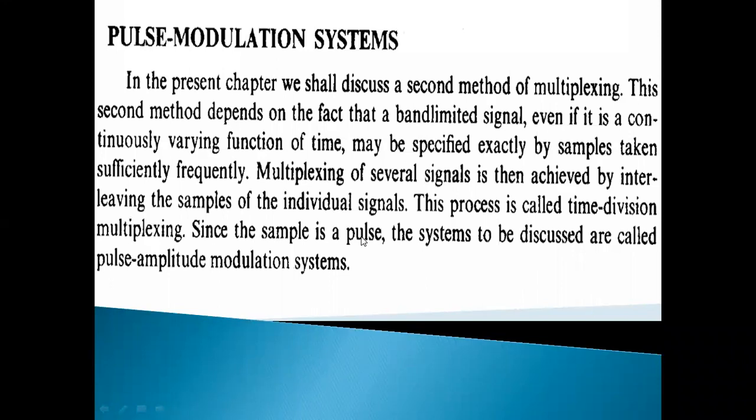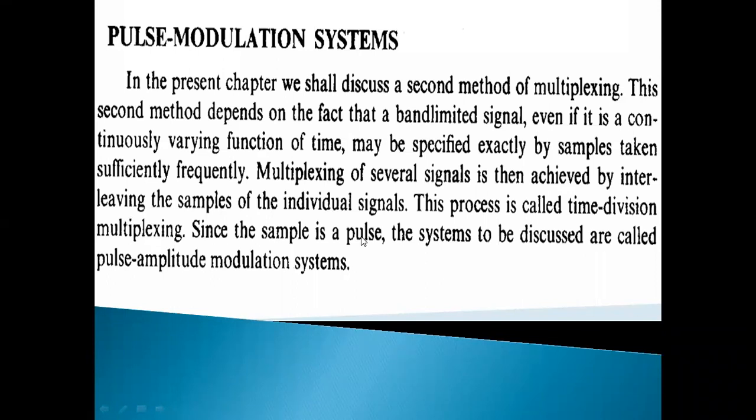Since the sample is a pulse, the systems to be discussed are called pulse amplitude modulation. So this is the second method of multiplexing: the interleaving of the samples, so that the signals are interleaved and multiplexed. This process may be called a pulse amplitude modulation system.